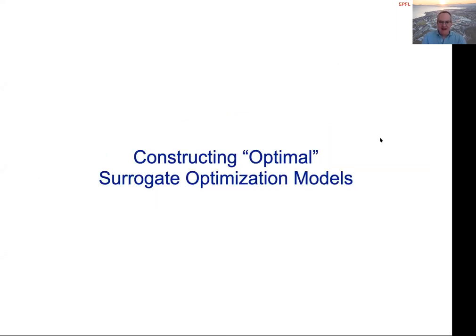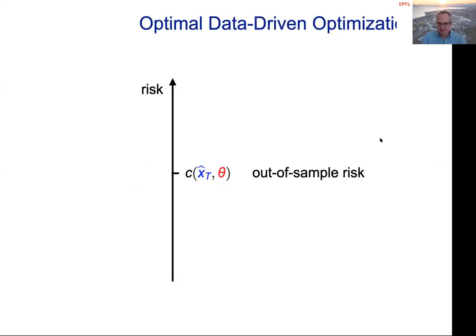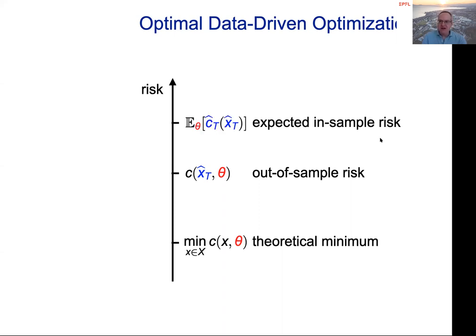Okay, so let me now explain how we could go about constructing surrogate optimization models that are optimal in a statistical sense. So the ideal goal would be to find a data-driven prescriptor that has minimal out-of-sample risk. Now, of course, the out-of-sample risk of any data-driven prescriptor is necessarily higher than the theoretical minimum, that is the minimum of the true stochastic optimization problem. On the other hand, we propose to focus on prescriptors that have a small out-of-sample disappointment. And this means that their in-sample risk exceeds their out-of-sample risk with a high probability. So the expected in-sample risk will therefore also be above the out-of-sample risk.